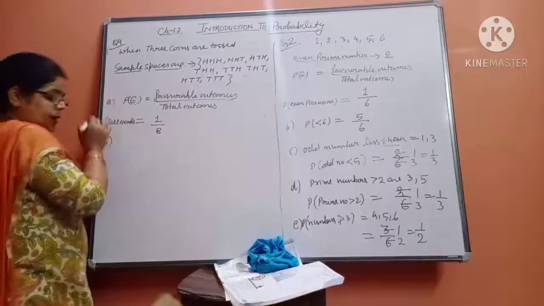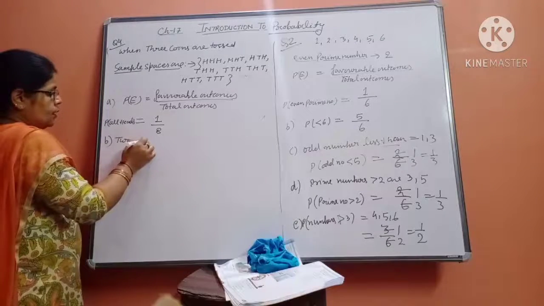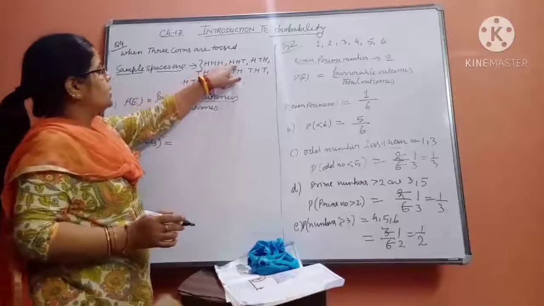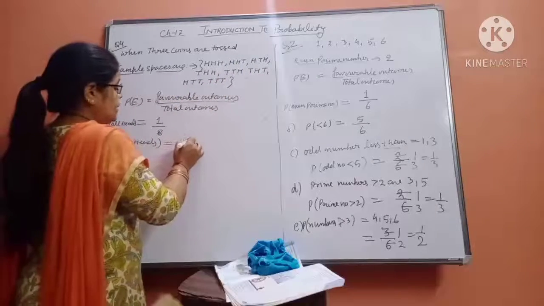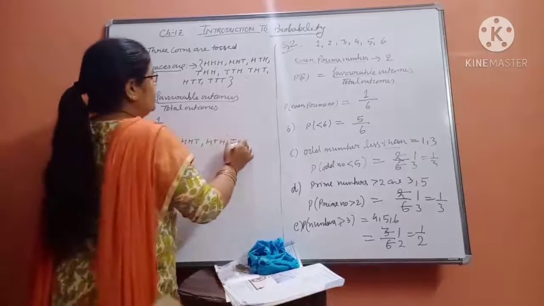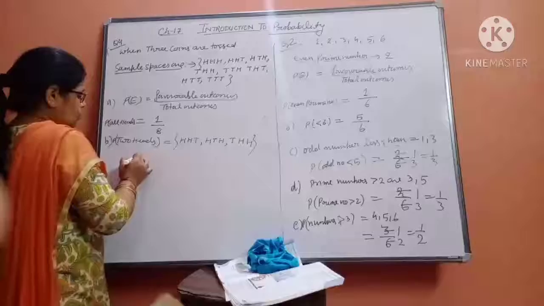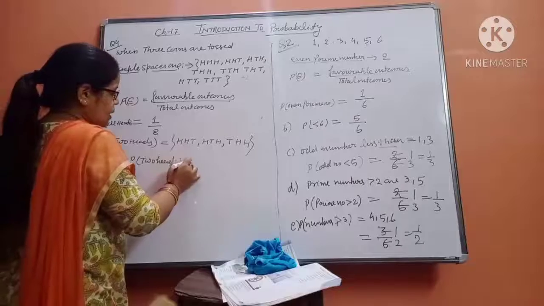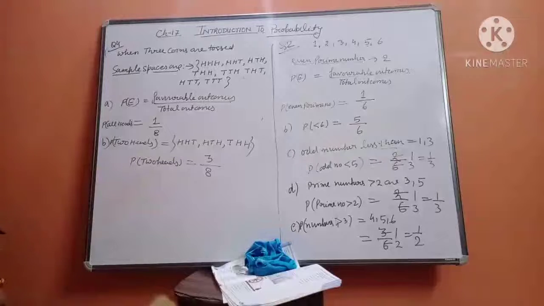Now come to the B part. And what is the B part? 2 heads. Probability of 2 heads. So see, how many possibilities? For 2 heads the cases are head, head, tail; head, tail, head; tail, head, head. Only these are there. So these will be your favorable outcomes. So probability of 2 heads is equal to favorable outcomes, 3, upon total outcomes, 8. So its probability will be 3 upon 8.